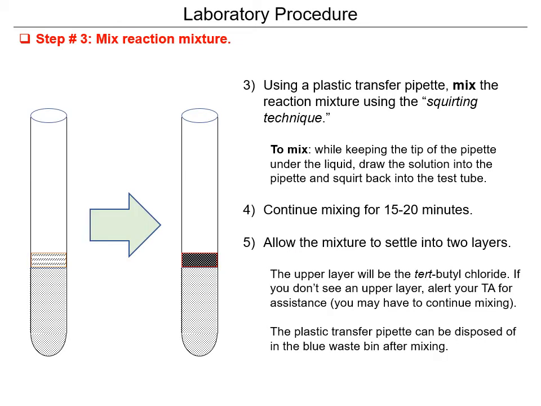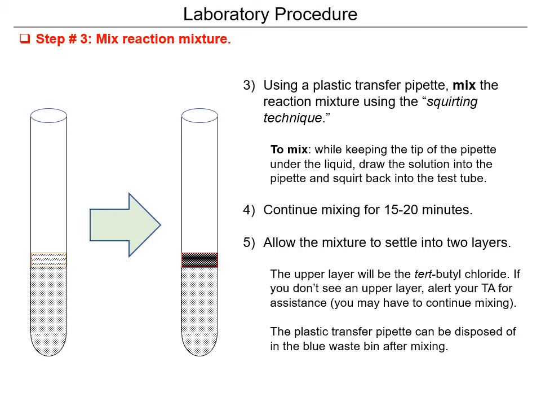Once both compounds are in the test tube, you may reuse one of the transfer pipettes to mix the reaction mixture using the squirting technique. This entails placing the tip of the pipette under the liquid and drawing the solution into the pipette and squirting it back into the test tube. You will continue to perform this technique for about 15 to 20 minutes.